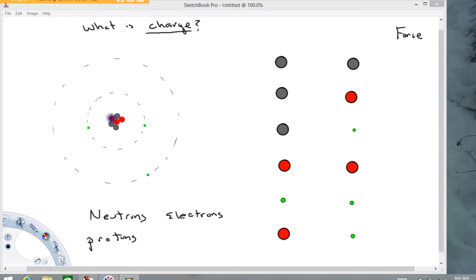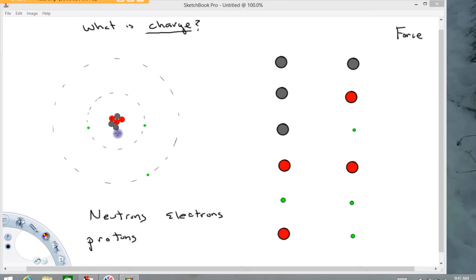Now you notice I drew three of them in red. What I'm doing is color coding this. So for the rest of this video, these red particles are representing protons. These gray colored or charcoal colored particles are representing neutrons. So in the nucleus of an atom, you have the protons and the neutrons.